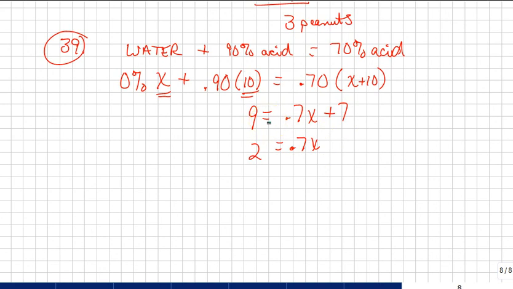And at this point, we're going to divide both sides by 0.7, and x is going to equal 2 divided by 0.7, which is 2.8 or 2.9 actually to the nearest tenth. So we need 2.9 milliliters of water to add to the 10 milliliters of acid to reduce the acidity. 2.9. The final answer. And the last problem, number 40. I think it's another acid, yes.